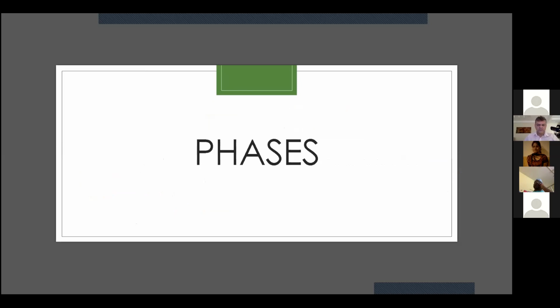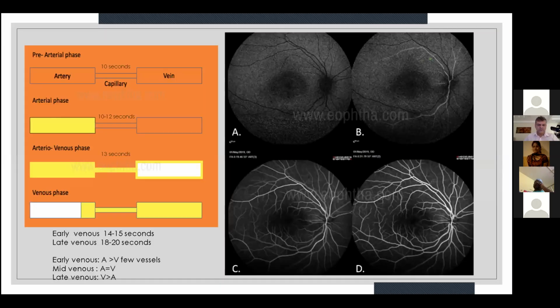Coming to the phases, there are basically 5 phases which you can see in these images. The first one is the pre-arterial phase, also called the choroidal phase, where there is choroidal flushing or choroidal filling, which usually occurs at 9 to 15 seconds. There is patchy lobular filling of the choroid, longer in patients with poor general circulation. This is followed by an arterial phase. Here arteries are filled, veins are not yet filled, usually at 10 to 12 seconds.